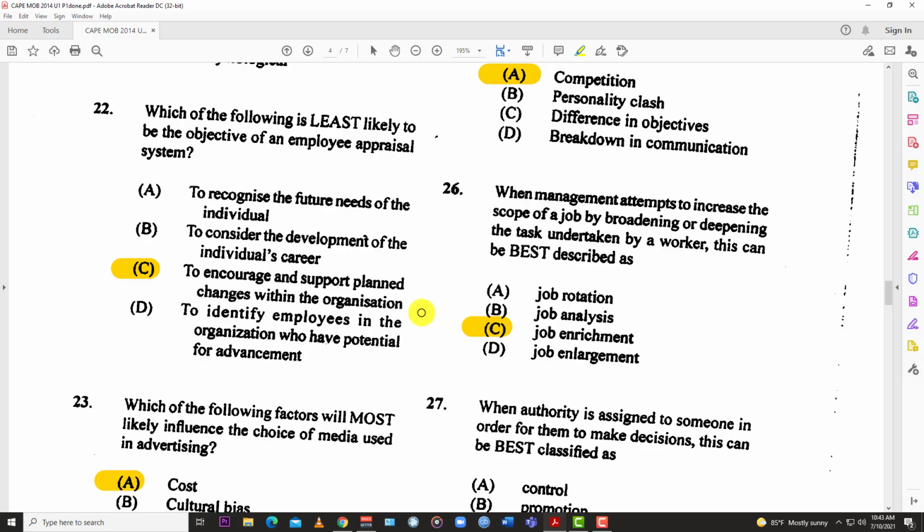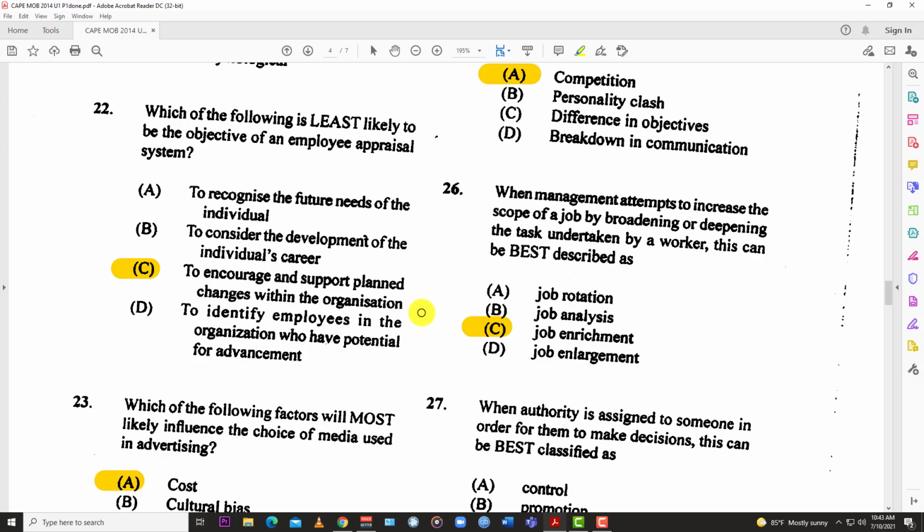Number 22. Which of the following is least likely to be the objective of an employee appraisal system? Again, I repeat, from 2013. And so the answer is C, to encourage and support planned changes within the organization. That's just not a reason for carrying out an appraisal. That's like spying in a sense.